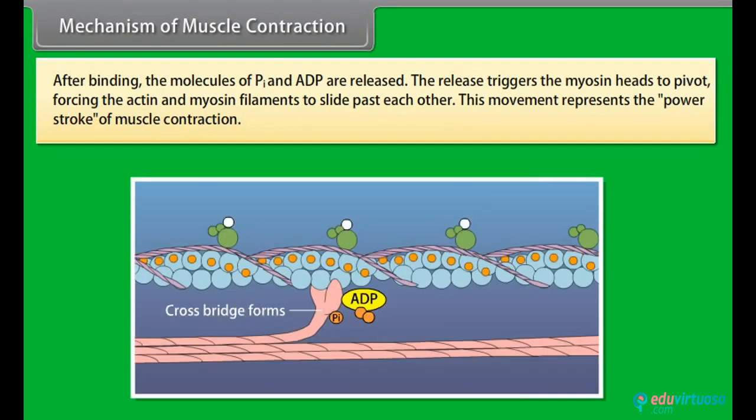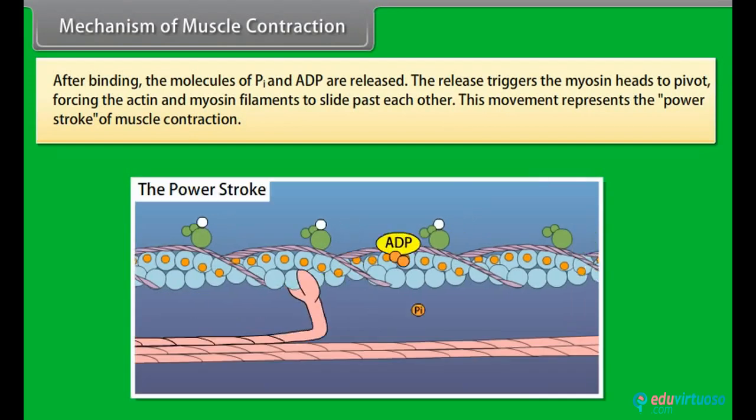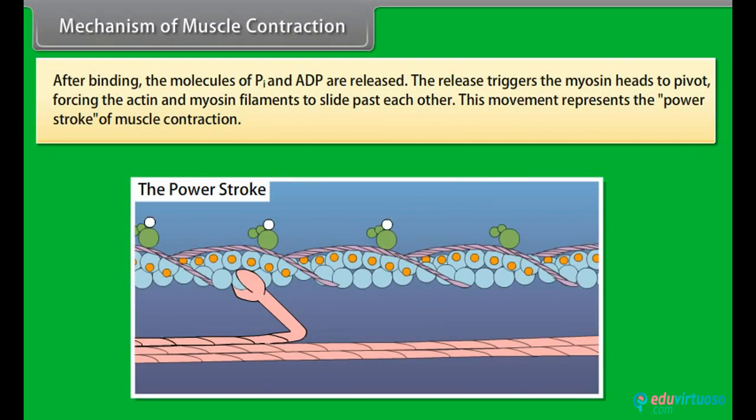After binding, the molecules of Pi and ADP are released. The release triggers the myosin heads to pivot, forcing the actin and myosin filaments to slide past each other. This movement represents the power stroke of muscle contraction.